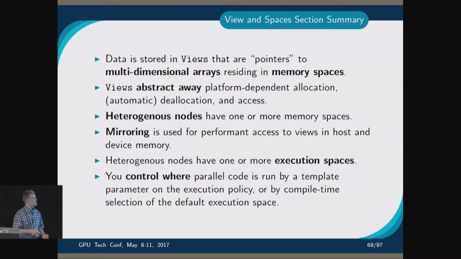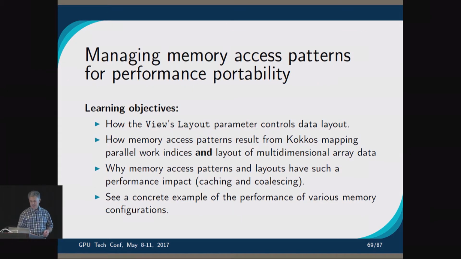Lots of different memory spaces. Mirroring to be able to get performant access between the host and device, so we can do streaming copies between the two as opposed to these page-faulted copies. And you've got full control over where you want to do this if you want to, instead of using the defaults, and you can explicitly specify these things. And that happens in the exercise. Okay.